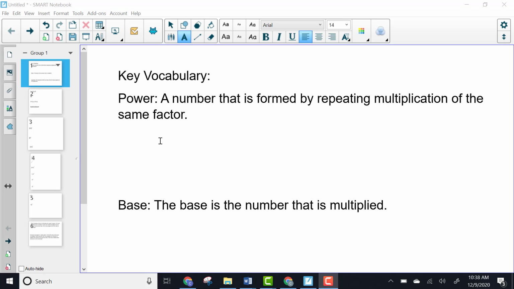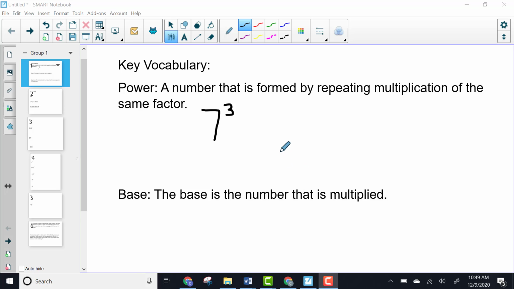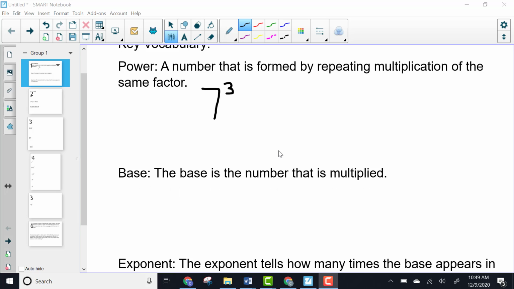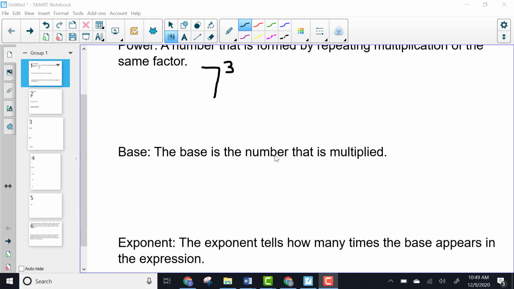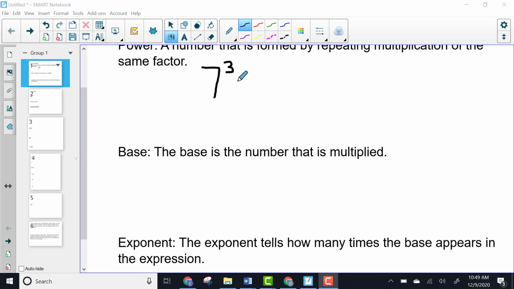Now, as we begin taking a look at exponents, we're going to take a look at some key vocabulary. The first one is power. I want you to write this down. It says a number that is formed by repeating multiplication of the same factor, which leads to our other two definitions. As far as what you need to write a power, you need an exponent and a base. So what we have here is a number that reads 7 to the power of 3.